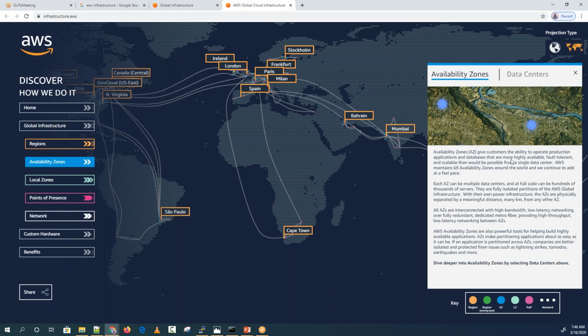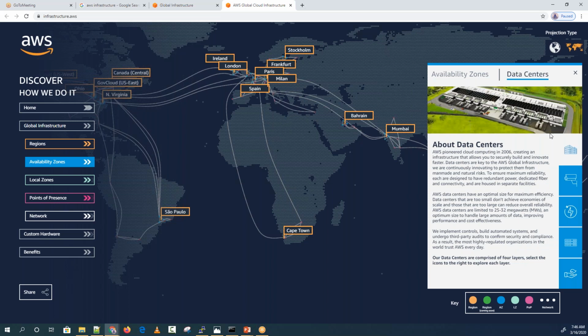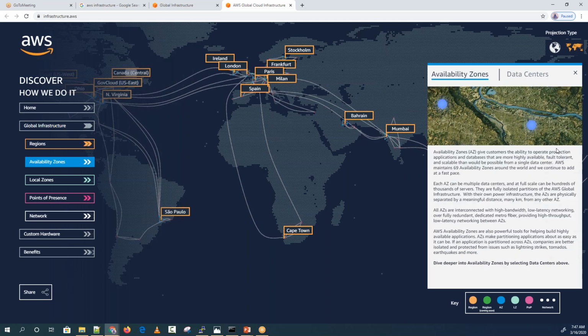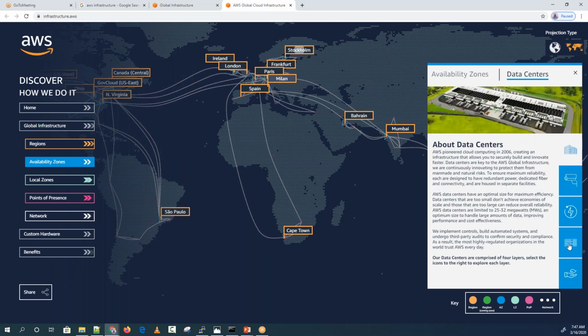Your customer's ability to operate production applications and databases that are highly available, fault tolerant, and scalable. Each availability zone can be multiple data centers, and at full scale can be hundreds of thousands of servers. They are fully isolated, protected parts of the AWS Global Infrastructure, with their own infrastructure and power infrastructure. Right, this is how the data centers are. They have physical things, network, power sources, and everything.